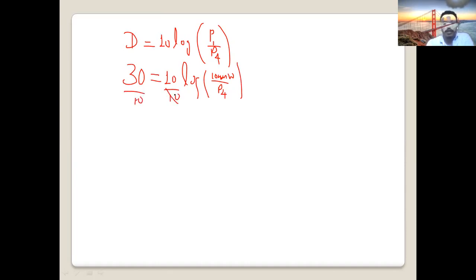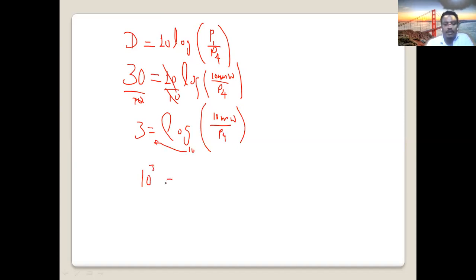Divide both sides by 10. So this 10 cancelled. 10 divided by 30, it will be 3 here. So it will be log of 10 milliwatt divided by P4. Now this is logarithm of the base 10. So 10 to the power of 3. To cancel the logarithm, 10 to the power of 3 is equal to 10 milliwatt divided by P4.